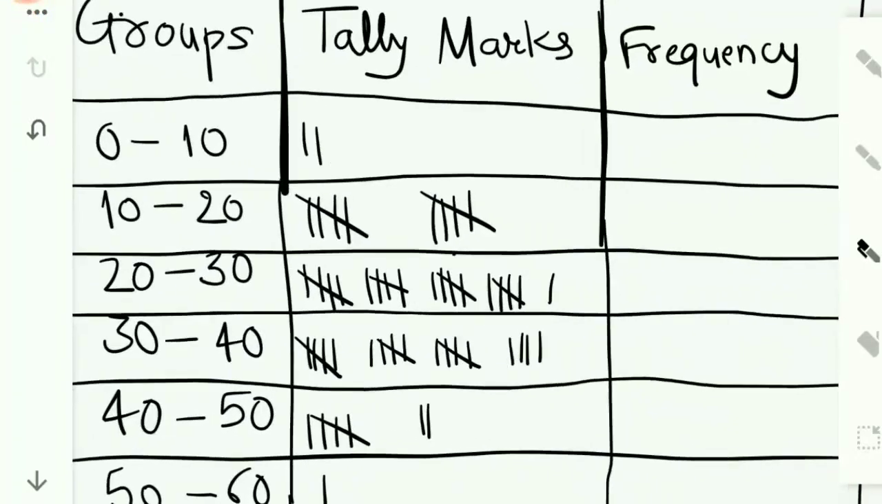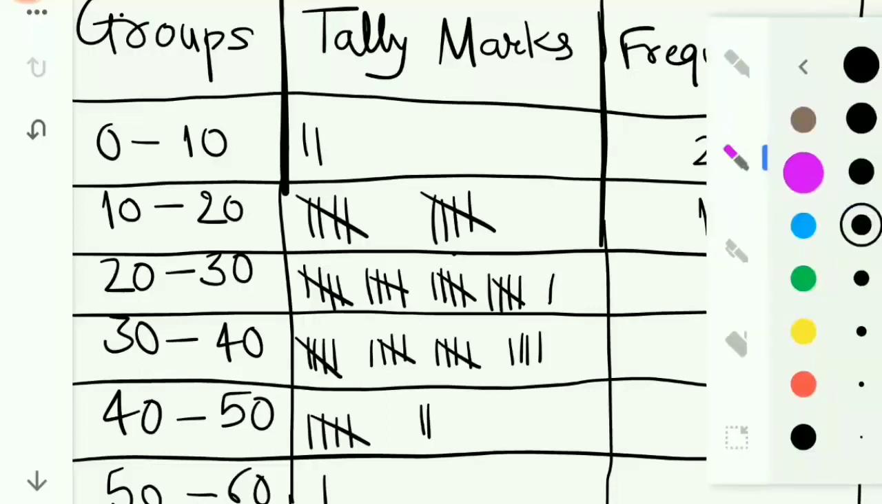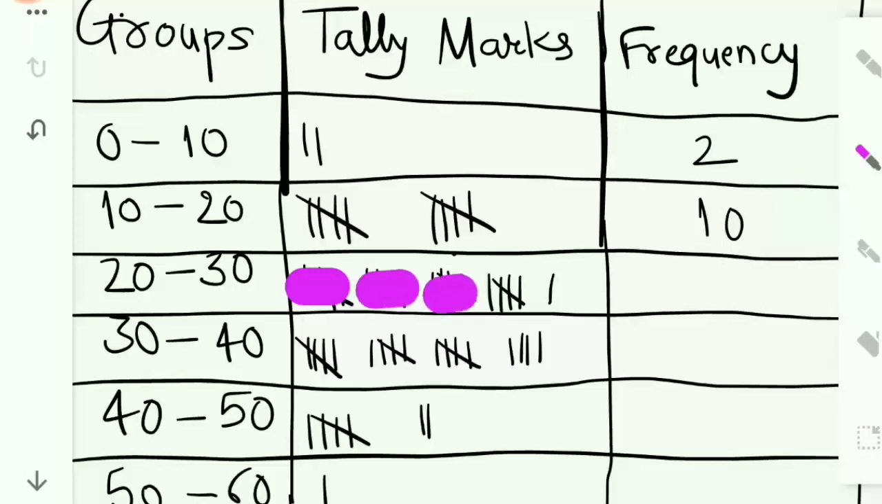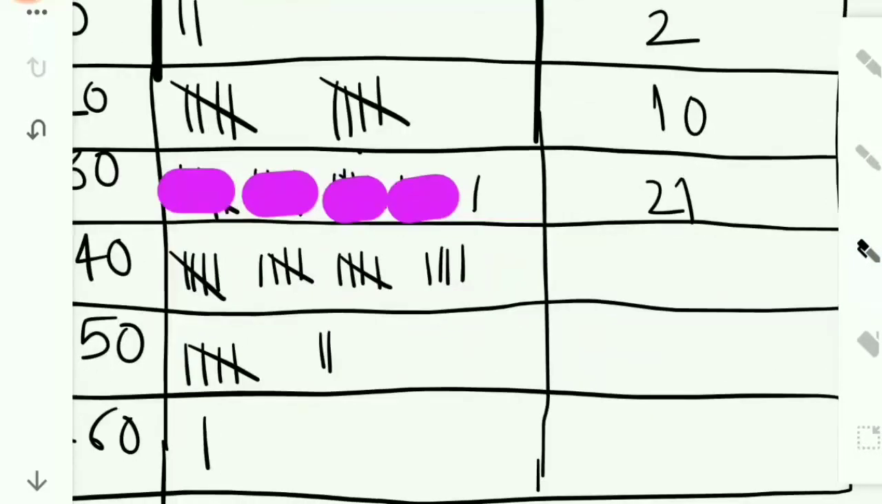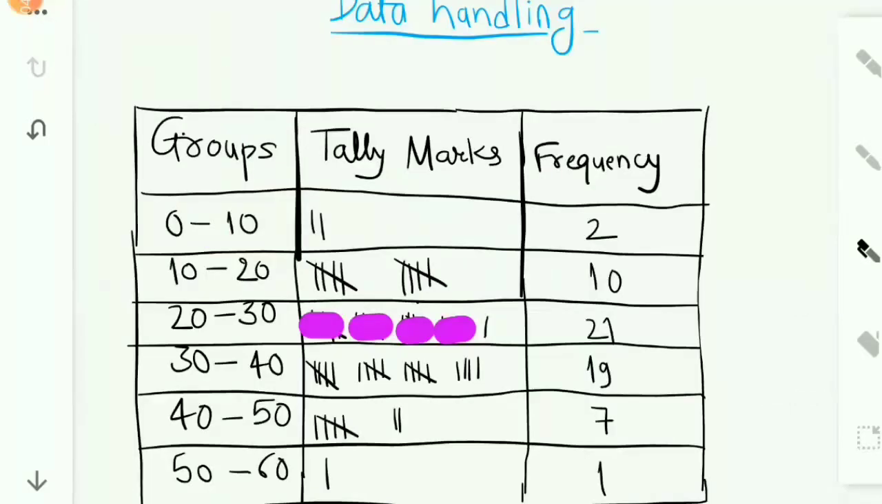So frequency related to 0 to 10 marks is 2, 10 to 20 is 10, 20 to 30 is 5 plus 5, 10 plus 5, 15 plus 5, 20 plus 1, 21. So this is 21. And in this way you can add all the values. Now your frequency distribution table using tally marks is ready. And you have understood all the terms related to frequency distribution table.